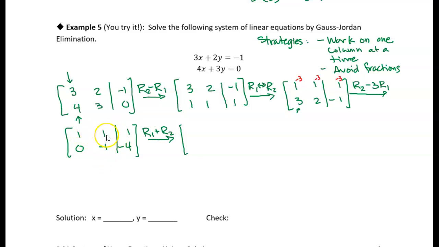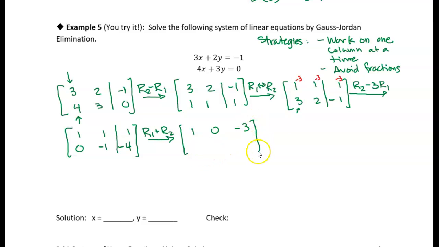in this corner, in this one. This is the first row, second column, right? So when I do that, I'm just taking all of row 2 and adding it to row 1. So 0 plus 1 is 1. And then I add negative 1 to 1 and I get 0. And then I can add negative 4 to 1 and I get negative 3.